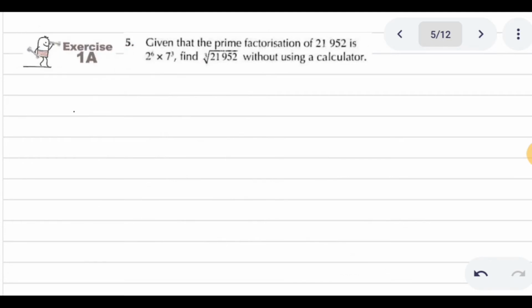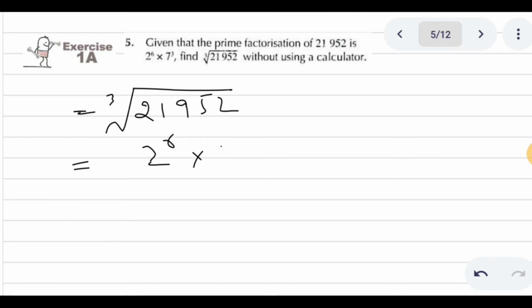Similarly, in question number 5, they have given us the prime factors of 21952 and we have to find out the cube root. They have also given us the prime factorization. So let me write the prime factors that are 2 to the raised power 6 and 7 to the raised power 3.